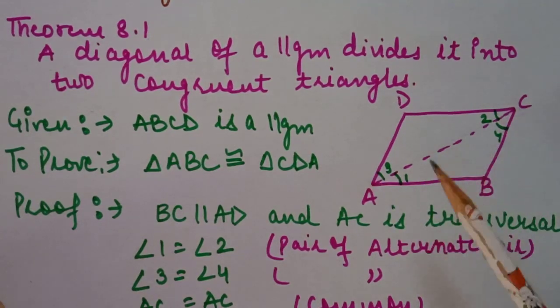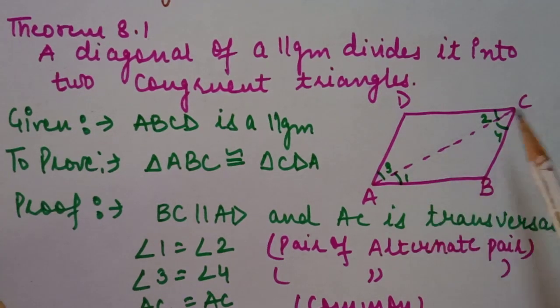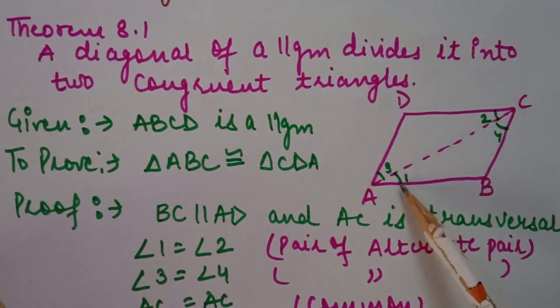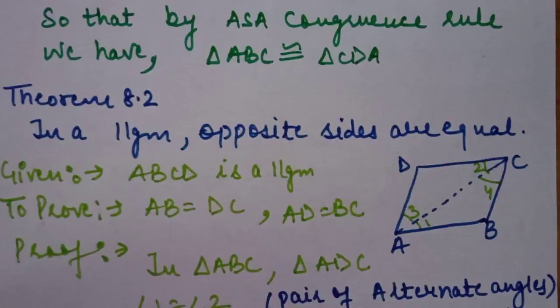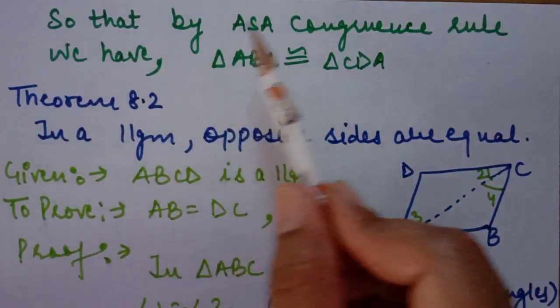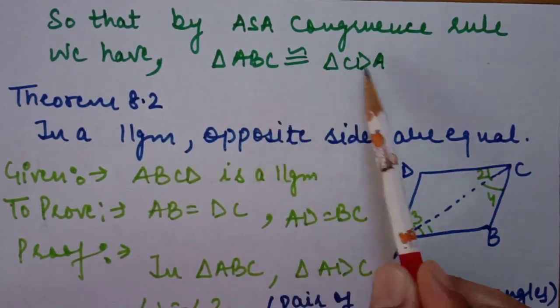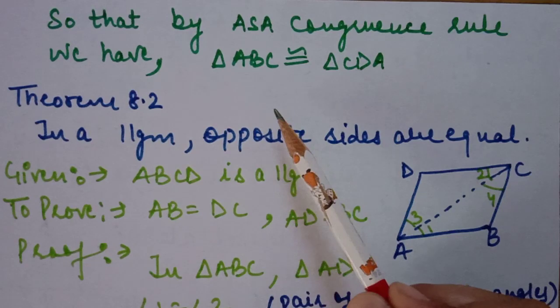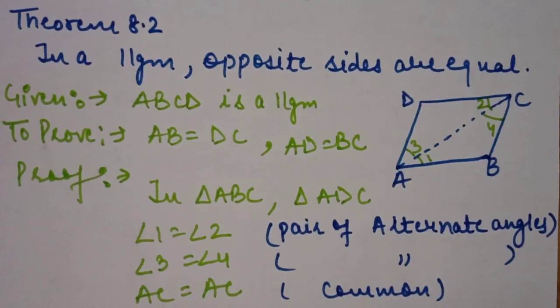So by which congruence rule? We will see, it is ASA. In the triangle ABC, we use angle 1, angle 4 and AC. So it is ASA. So by the ASA congruence rule, both the triangles are congruent to each other. So students, this was your first theorem. It was very easy. Now the second theorem is also very easy.